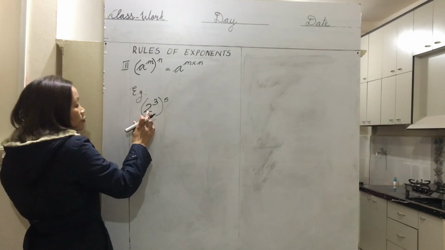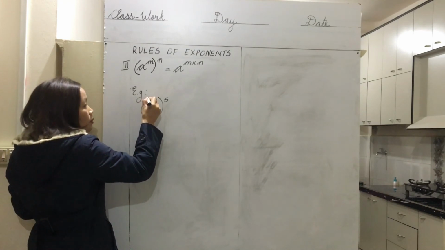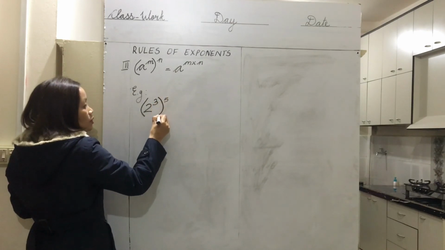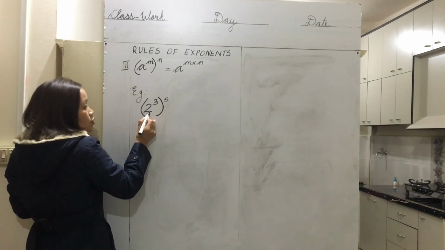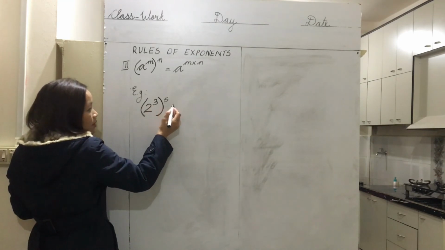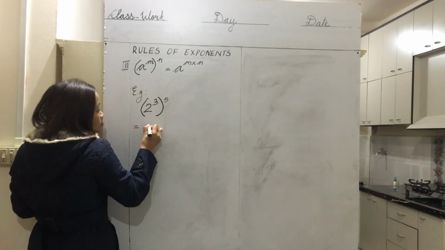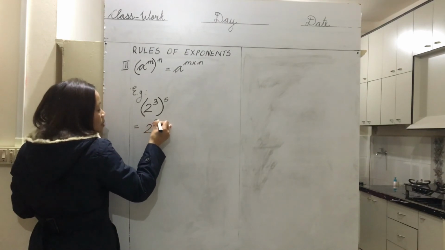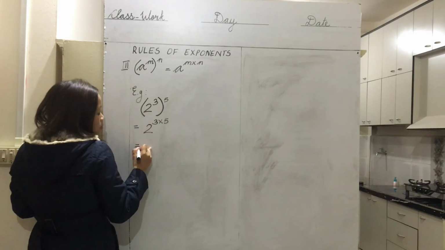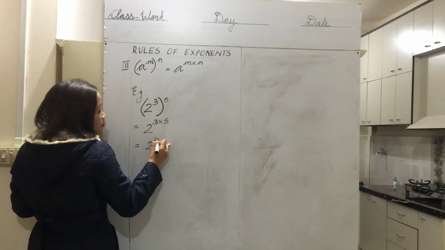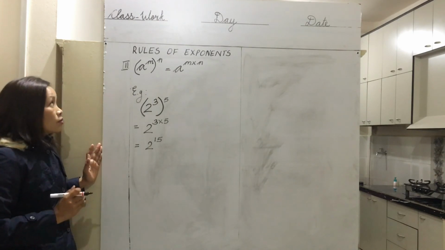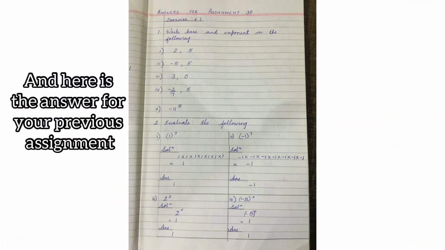So here we have 2 to the power 3 whole bracket 5, right? So when we solve this, 2 to the power 3 multiplied by 5, we will be multiplying their powers. So 2 to the power 15 will be our answer, right? Those are the 3 rules of exponents.